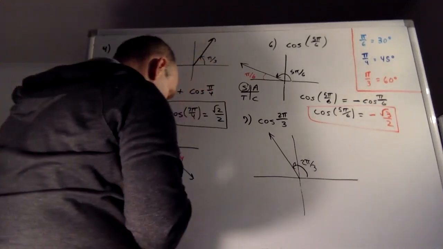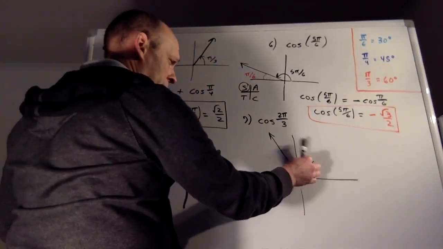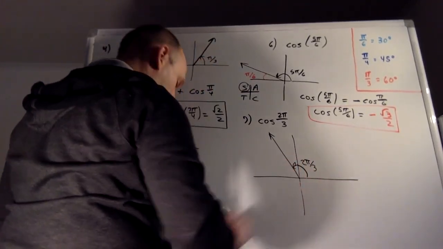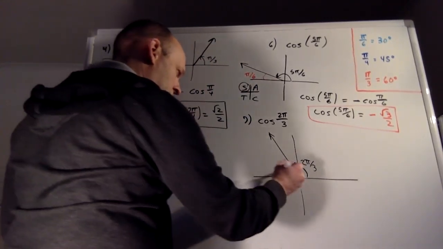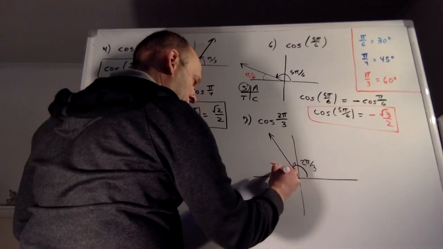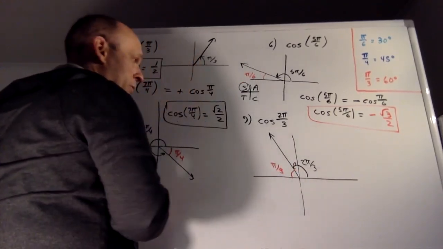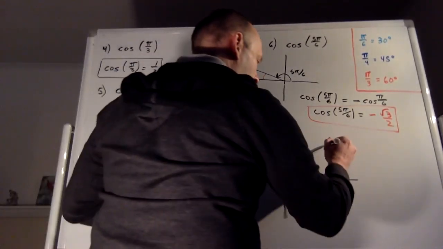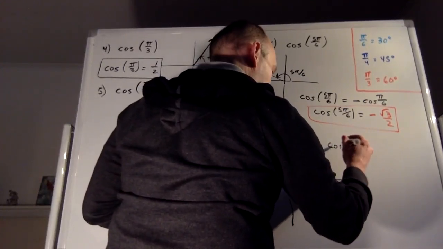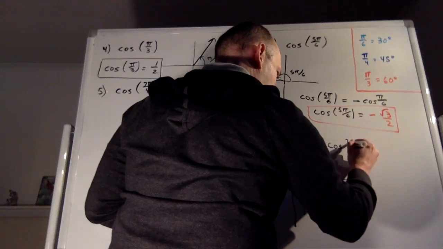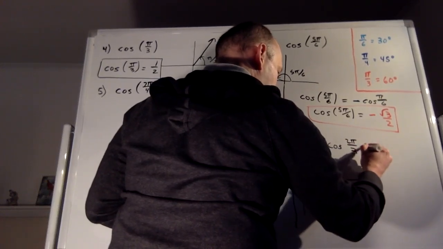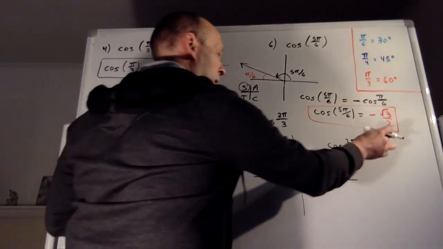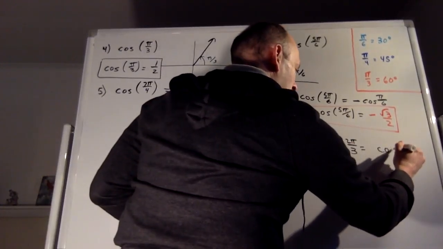We need the reference angle. This is 1 pi over 3. That's 2 pi over 3. That would be 3 pi over 3. So I think it's clear that the reference angle here is pi over 3. So how do we do the cosine of 2 pi over 3? Well, the cosine of 2 pi over 3 might be the same as the cosine of its reference angle. If it's not, it's got to be the negation of that. So cosine of 2 pi over 3 is equal to, leave a space, cosine of pi over 3.